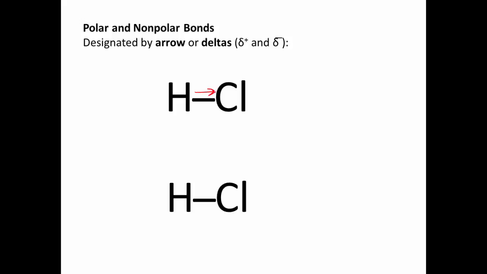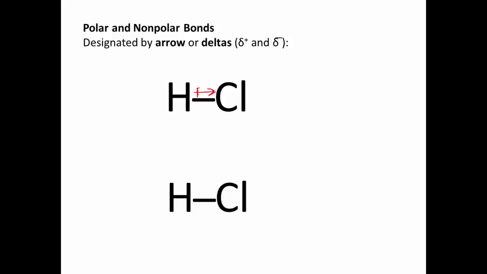So that arrow shows the electrons moving towards the chlorine, and we put a plus at the end of the arrow by the positive pole. So we just draw an arrow pointing towards the more electronegative atom with a plus at the other side, and we draw that in the vicinity of the bond.